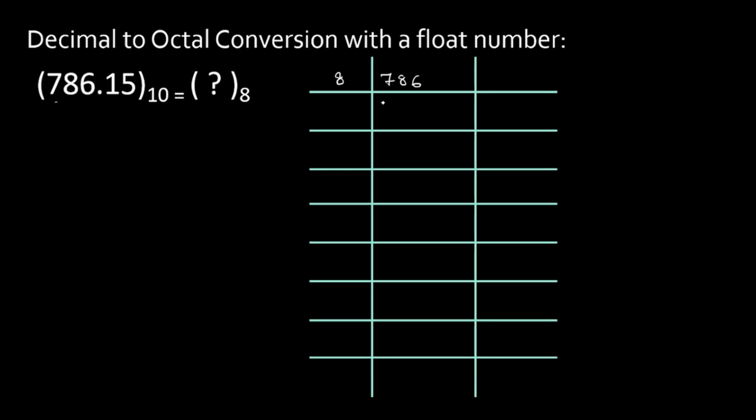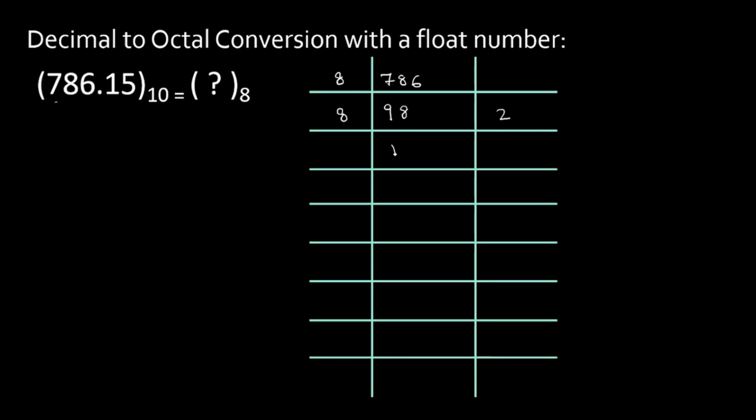So 8 9s are 72. So 72 will be subtracted from 78. So we will get 6. So this will become 66. Now 8 8s are 64. The remainder would be 2. Now again this 98 will be divided by 8.